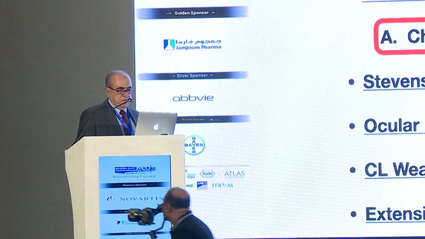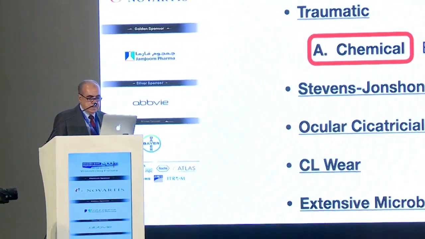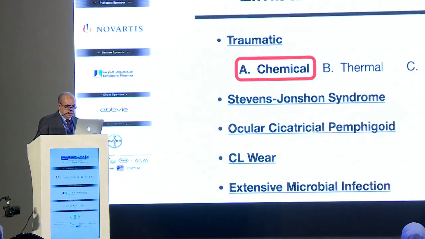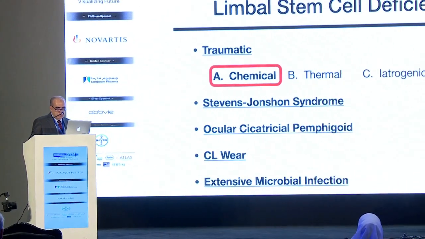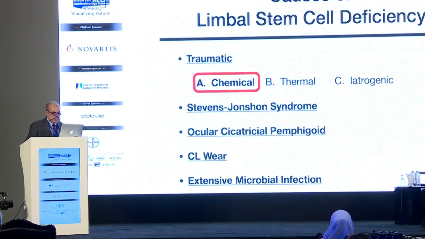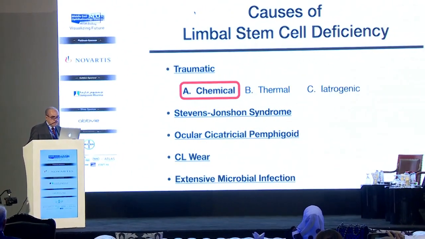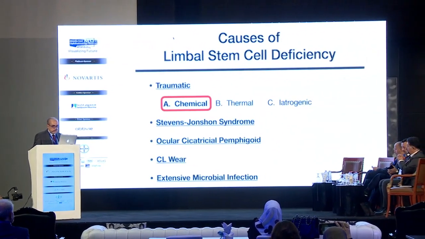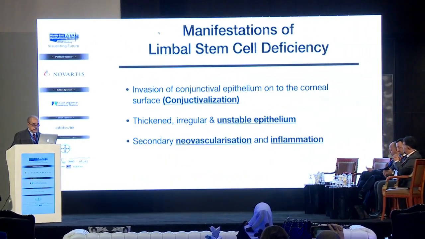The causes of limbal stem cell deficiency are many. Chemical burn is the most common cause, at least in our country. There are many other causes: systemic diseases such as Stevens-Johnson syndrome and ocular cicatricial pemphigoid, chronic contact lens wear, and extensive microbial infection.